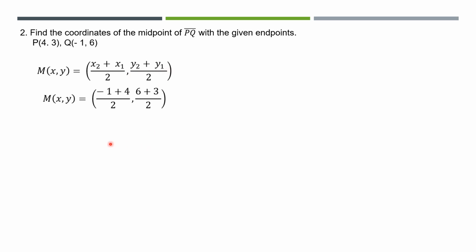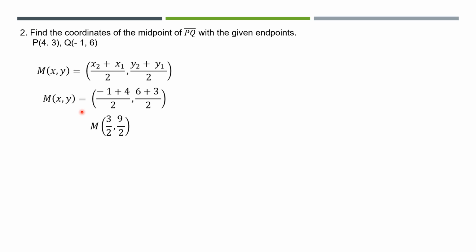So simplifying that, we get M is the ordered pair of 3 halves, 9 halves. You'll notice I'm already at the answer. I'm done. What do you mean I'm done? Don't you have to do something with those? No, you don't. They are already in lowest form. They cannot be reduced anymore.